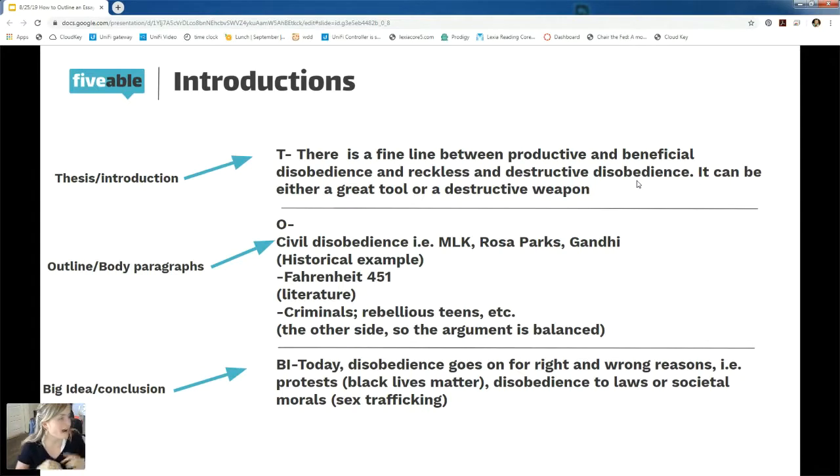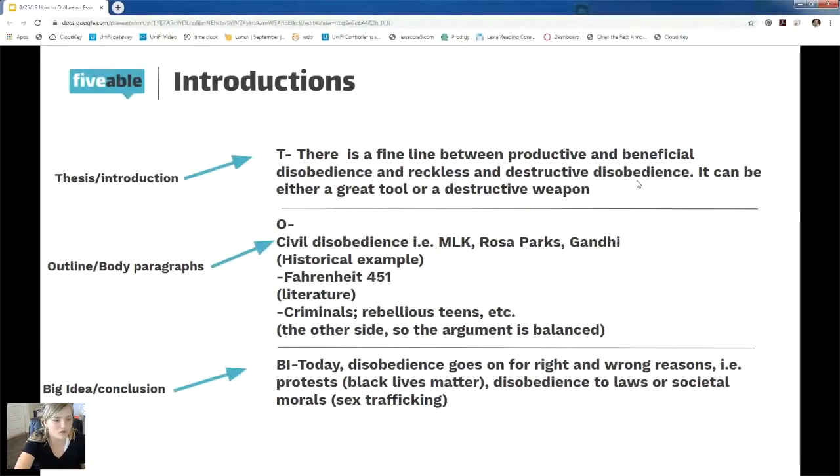Then for the outline, so that would be the body paragraphs, I just write 3 quick examples of what evidence I can base my body paragraphs around. For the first one, I would put civil disobedience. I could talk about Martin Luther King, Rosa Parks, Gandhi, how their disobedience really was productive and beneficial to society. And then I could go on to talk about how in Fahrenheit 451, the main character would have never learned if he hadn't been disobedient.